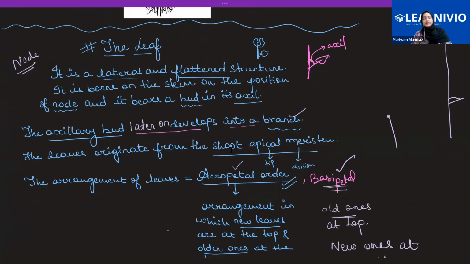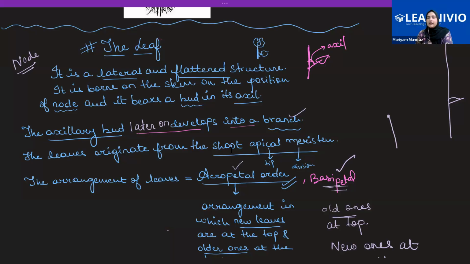Okay, so in the previous class, we were talking about the two parts of the plant, that was the root and the stem. Now today, we will be talking about the leaf of the plant. So when we talk about the leaf, it is the part which is lateral, meaning sideways present, and it is a flattened structure. And it is borne on the stem, meaning it grows on the stem at the position of the node, meaning the node area gives rise to the leaves.